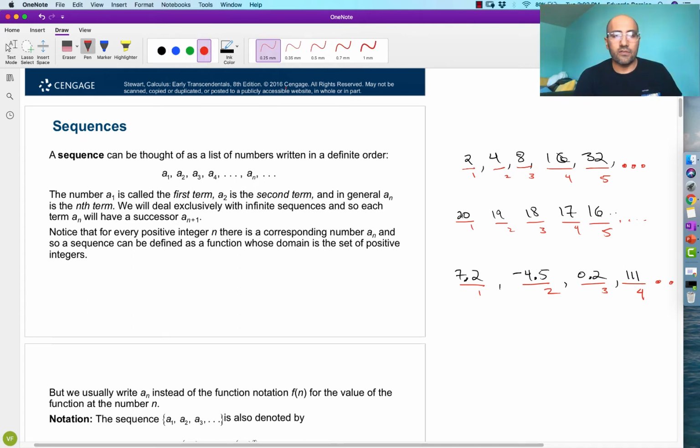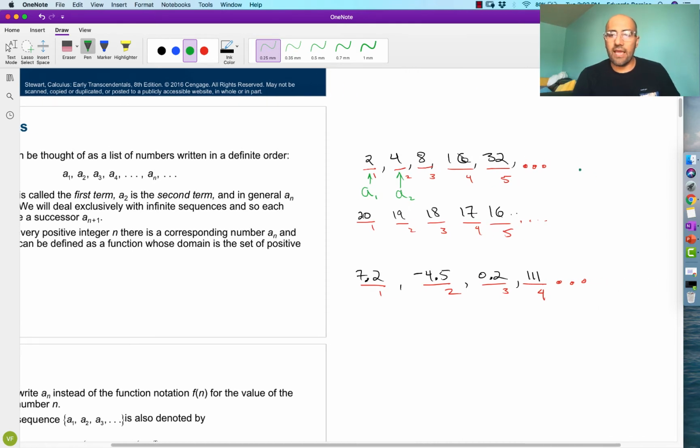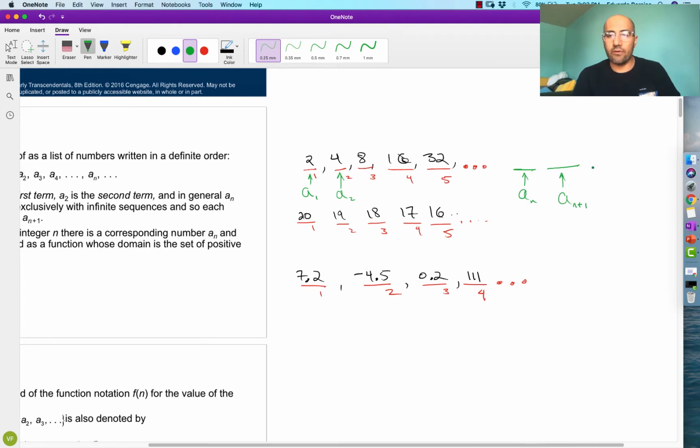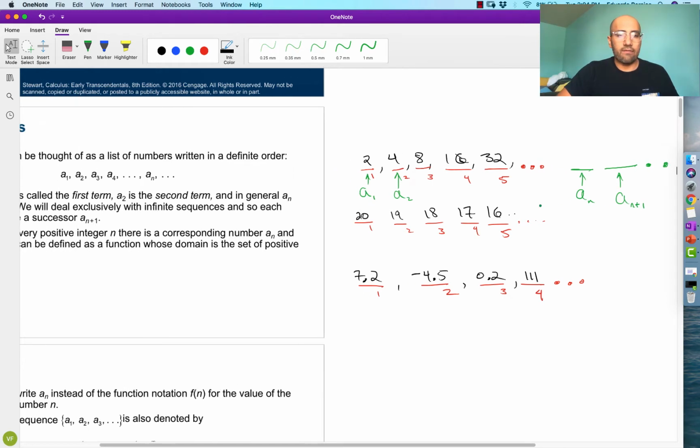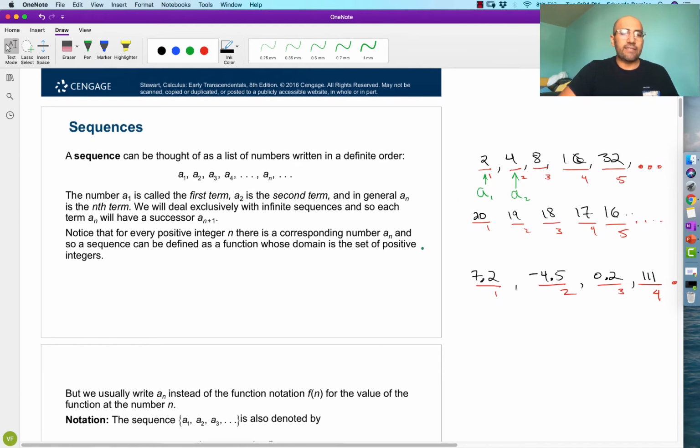So back to this thing. We call the first one here, in terms of that notation, a sub 1. And this value there, that one's a sub 2. And dot, dot, dot. Somewhere over here, we'll have the a sub n value. And right next to it will be the a sub n plus 1 value. Good. And then these go on forever. So they don't stop at n. They just keep going. Forever and ever.